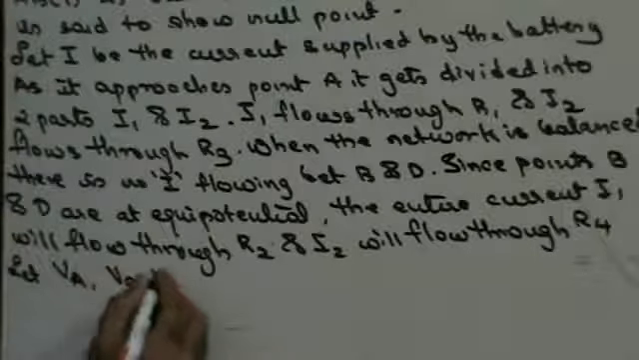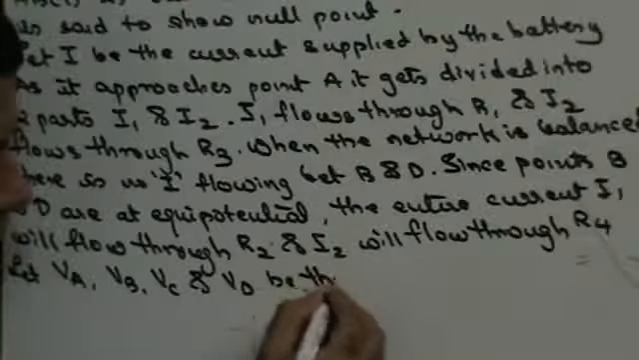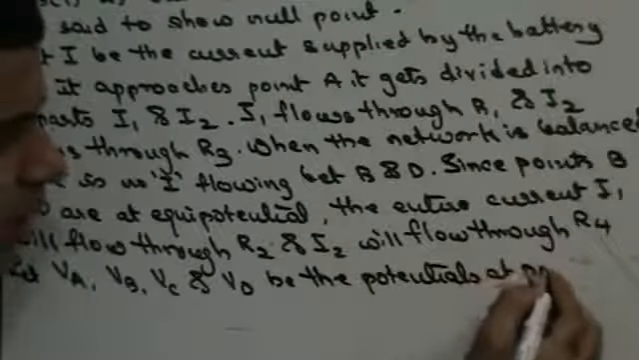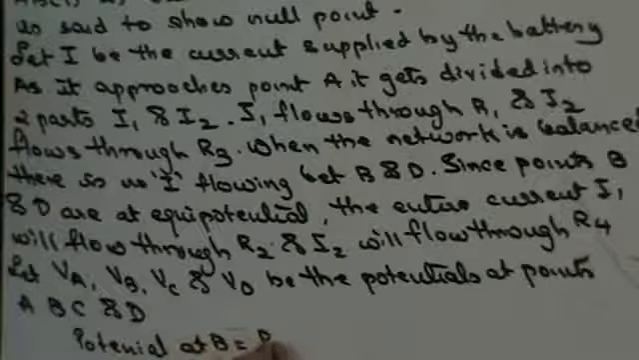Fine. Now let VA, VB, VC and VD be the potentials at points A, B, C and D. Right? Now, we've already said that potential at B is equal to potential at D.